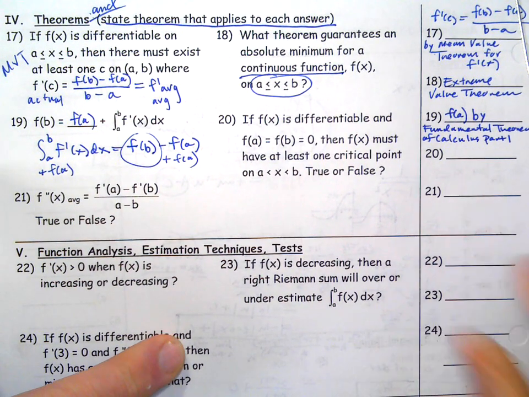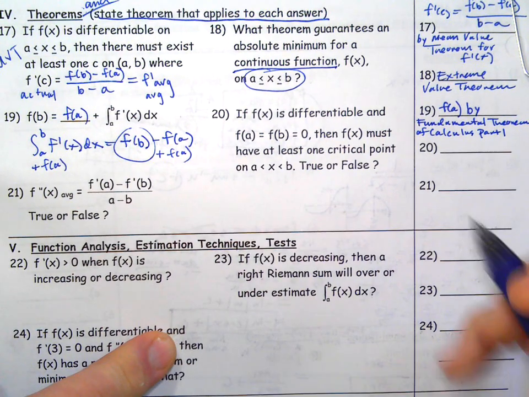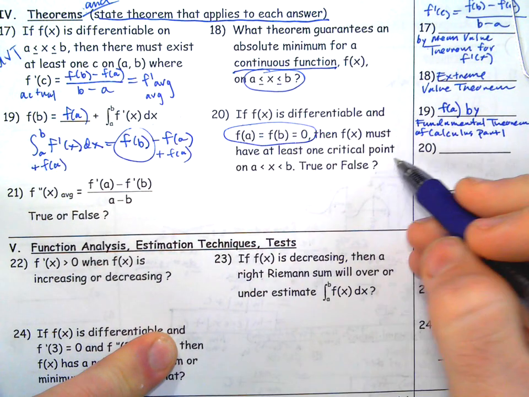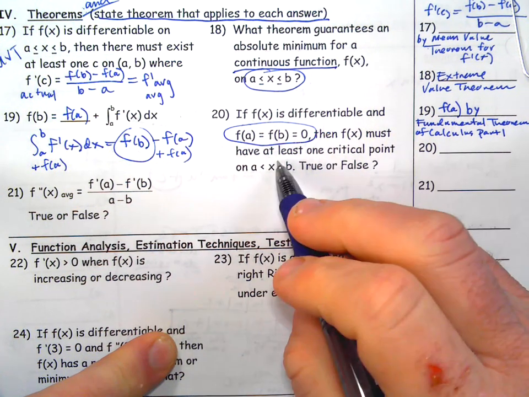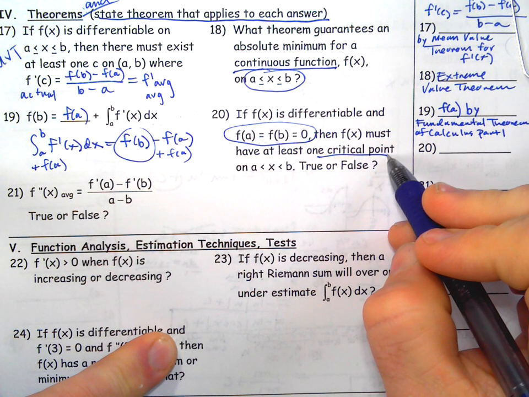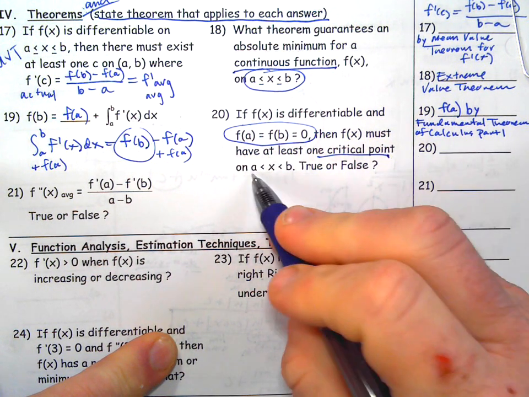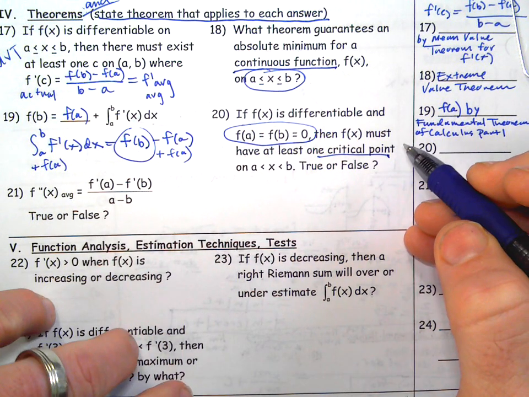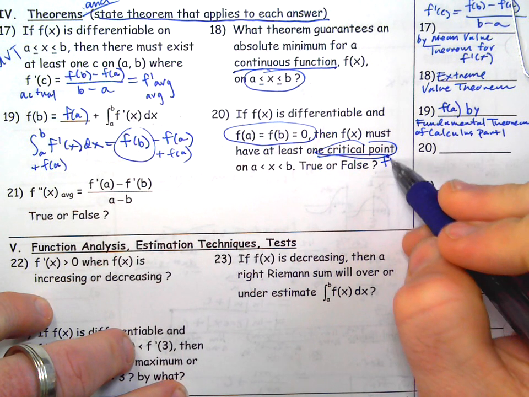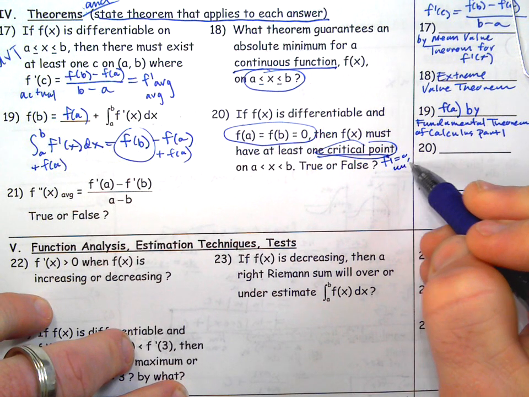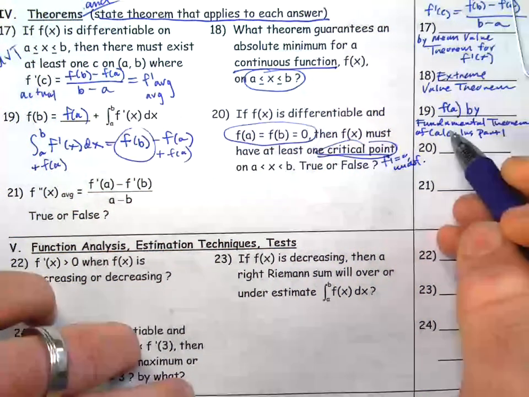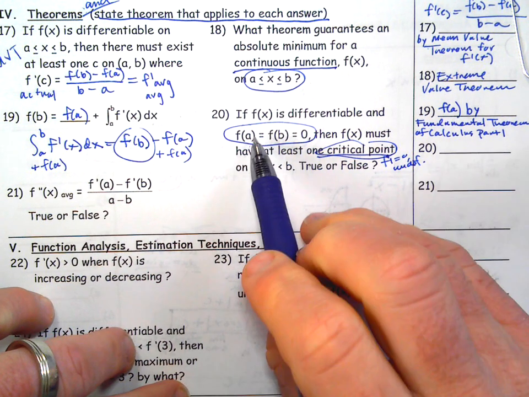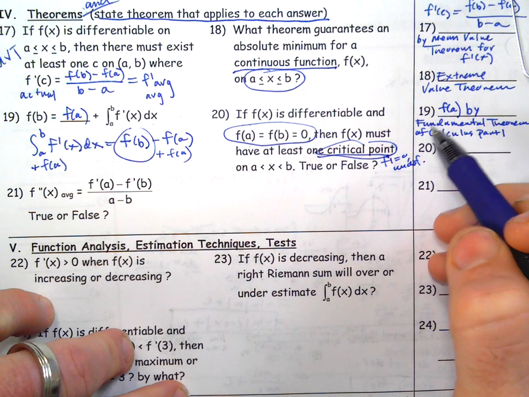Okay? 20 says f of x is differentiable. If it's differentiable, and you know that f of a and f of b both equal 0, then f of x must have at least one critical point on a to b, true or false. Now, with these true or false ones, I want you to give me evidence to support it. A critical point is where f prime equals 0 or is undefined. Can we know for sure that it equals 0 somewhere between a and b? Now, these aren't derivatives. These are the actual values of the graph.